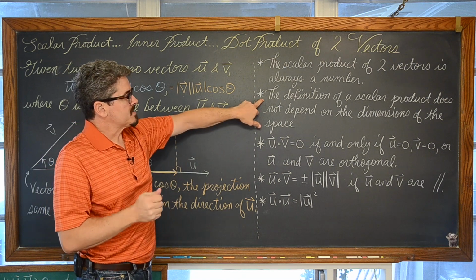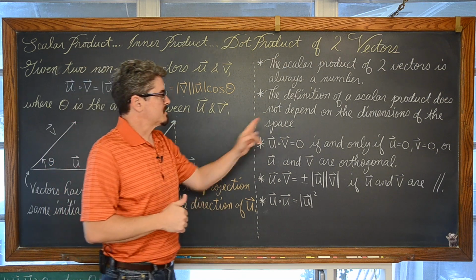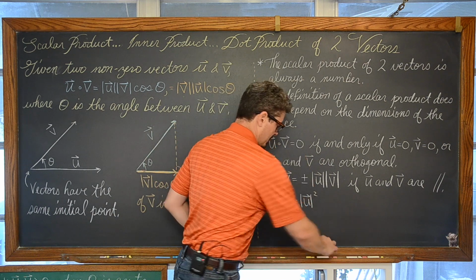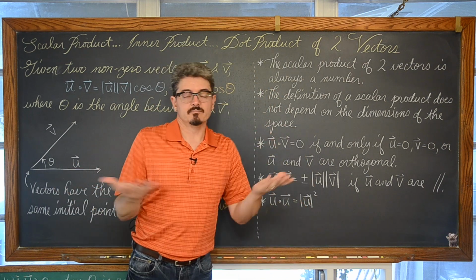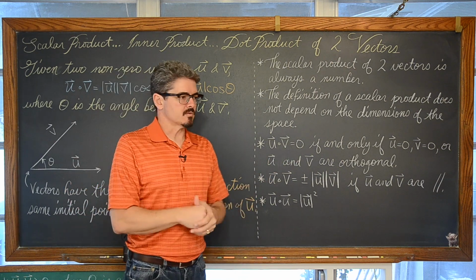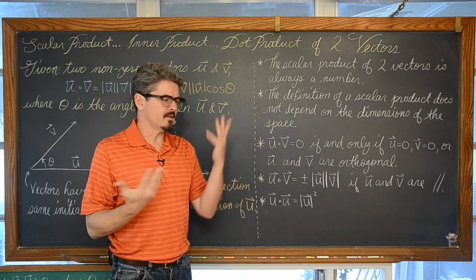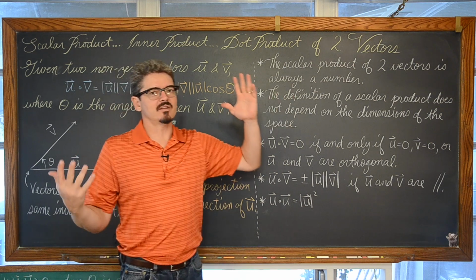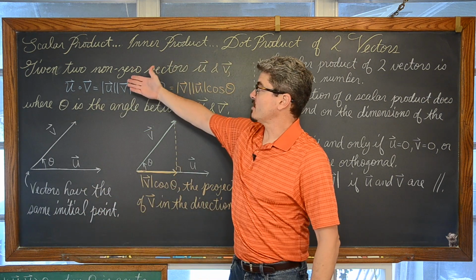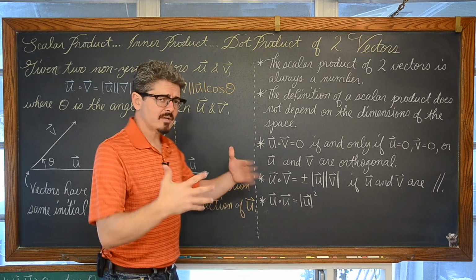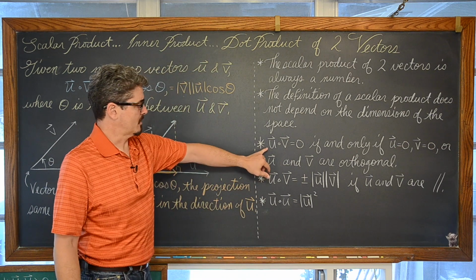The definition of a scalar product does not depend on the dimensions of the space. Now, in the books that I'm working out of, and I am only a high school teacher, my experience is only with dealing with 2 and 3 space vectors. They do go beyond that, which I don't necessarily comprehend. But basically this is saying that your definition for dot product, scalar product, inner product will work for 2 dimensions and 3 dimensions. You don't get a new definition when you go into 3 space.